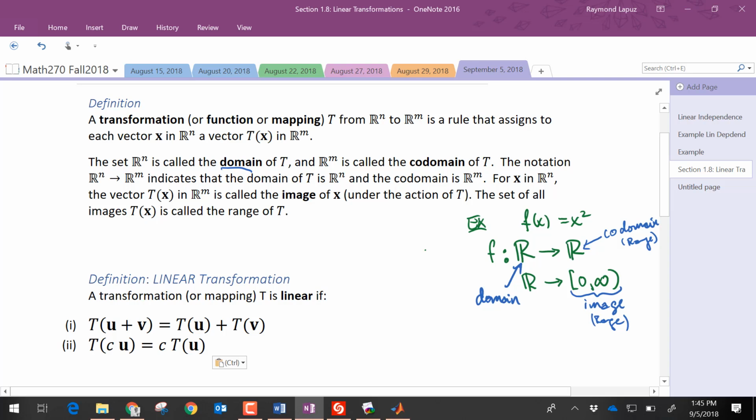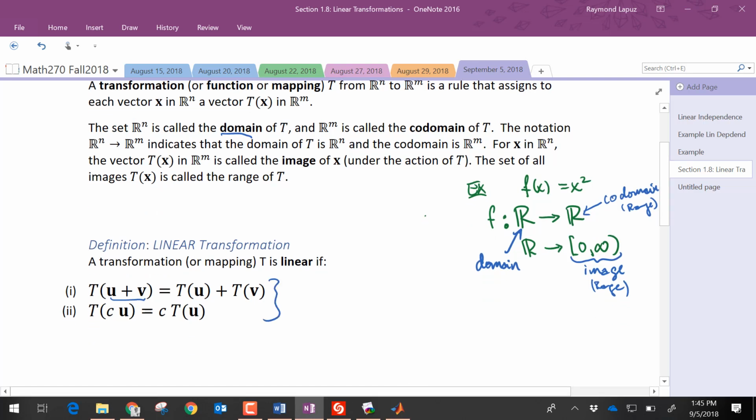So the transformation of a sum is going to be the sum of the transformations of those two vectors. And the transformation of a scalar multiple will be the scalar times the transformation itself. Now, these two properties should look familiar. Do you remember seeing this anywhere in your calculus?